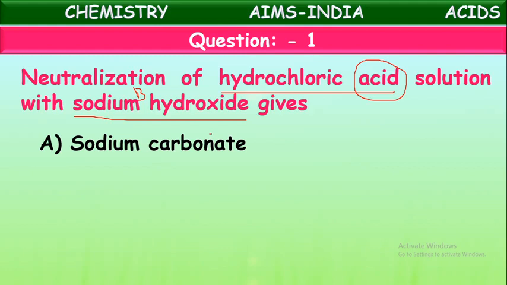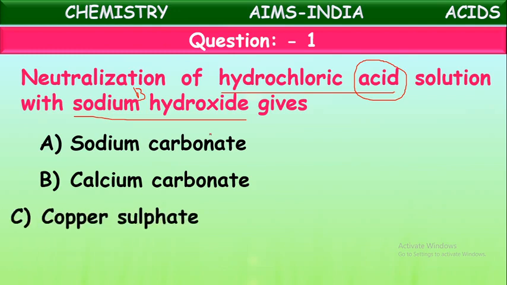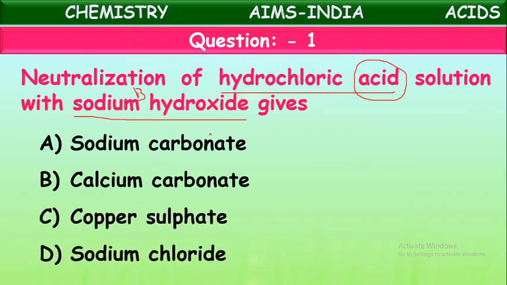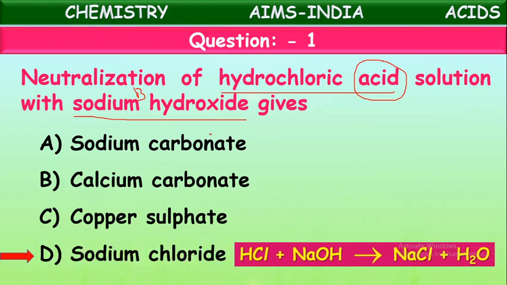What options have they given? Let us see first. Sodium carbonate, calcium carbonate, copper sulfate, sodium chloride. Which is given when hydrochloric acid reacts with sodium hydroxide, children? Yes, the salt formed is sodium chloride. Yes, we can see the reaction here. When hydrochloric acid reacts with sodium hydroxide, they form sodium chloride salt along with water. So this is sodium chloride. Okay, next question.